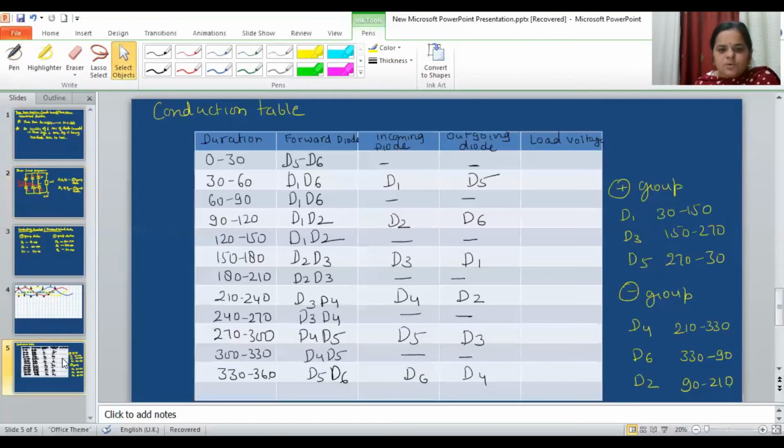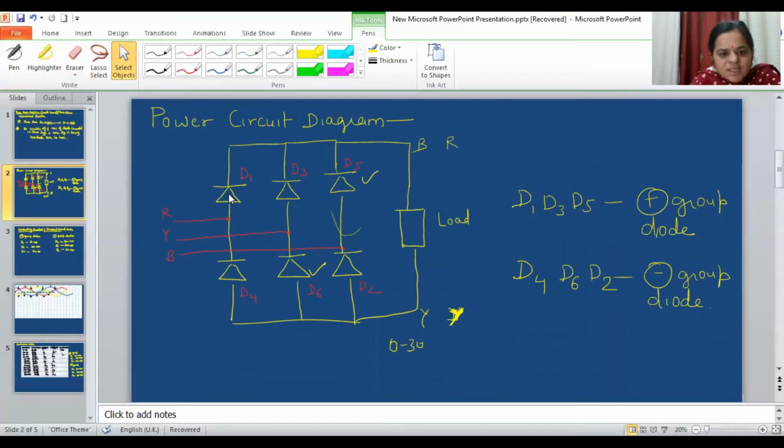So the load voltage will be VYB. So when D1 and D6 are conducting between 30 to 60, 1 will act as a short circuit and 6 will act as a short circuit. So through 1, the R phase will appear here, and through 6, the Y phase will appear here.